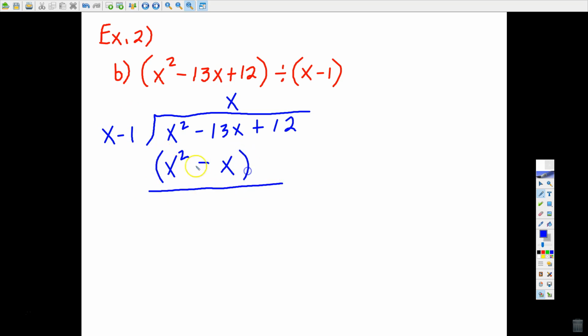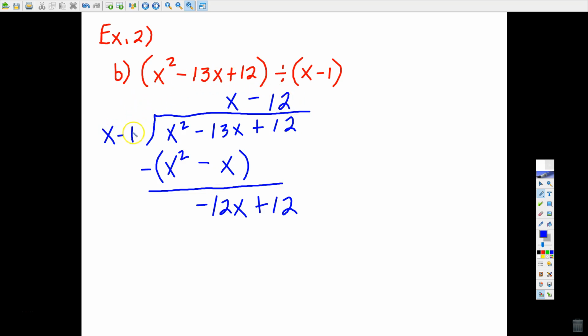subtract. The x squares cancel, becomes 0. Negative 13x plus 1x. Remember, minus negative means plus. Negative 13x plus 1x is negative 12x. Bring down the next term. All right, now divide again. First term x into first term, negative 12x. And that should be minus or negative 12.